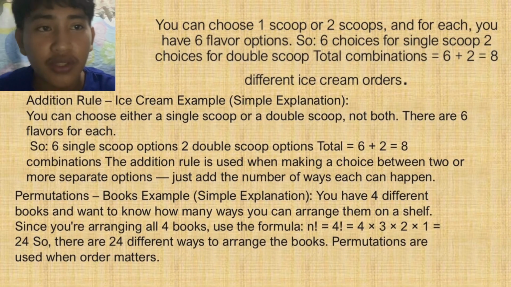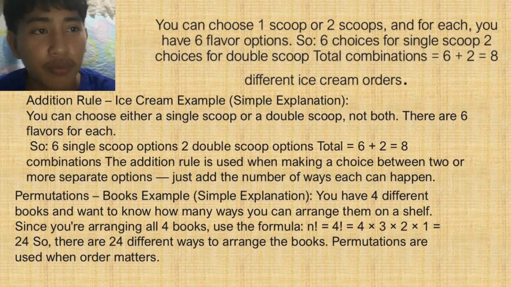In the next scenario, you can choose one scoop or two scoops. For each, you have 6 flavor options. So 6 choices for a single scoop, 2 choices for the double scoop. Total combinations equals 6 plus 2, which is 8 different ice cream orders. Addition rule, ice cream.